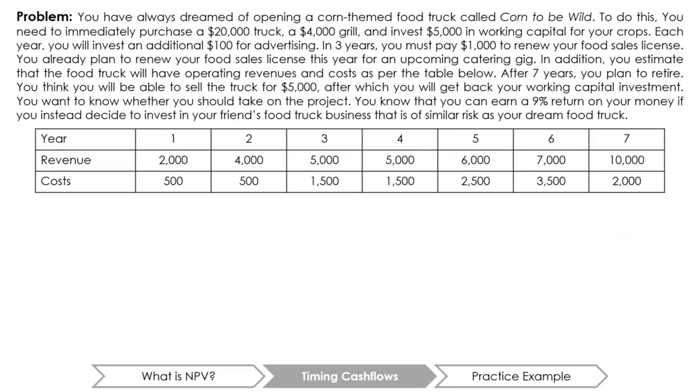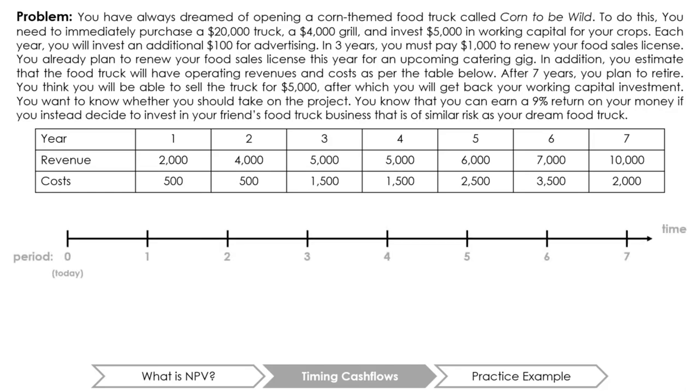Let's make a timeline for this problem. Then we can begin sorting our cash flows along this timeline. Cash flows that occur in the same year can be consolidated, since we'll discount them by the same number of periods. First, let's determine the time horizon for this project. The problem tells us that the project will last 7 years, and so we're concerned with cash flows that occur between now, which we'll call year 0, and the end of 7 years. And now we can fill in our timeline.